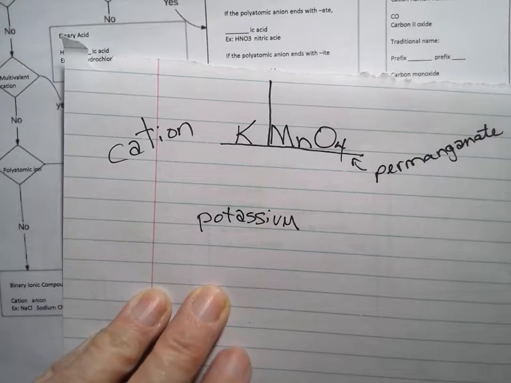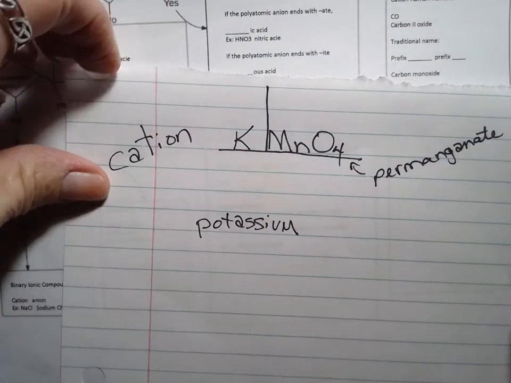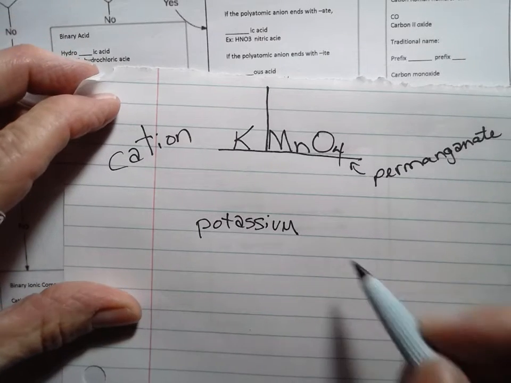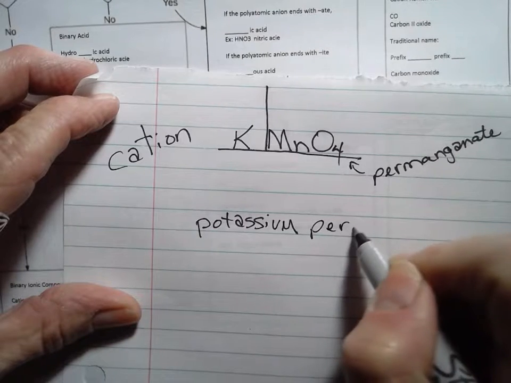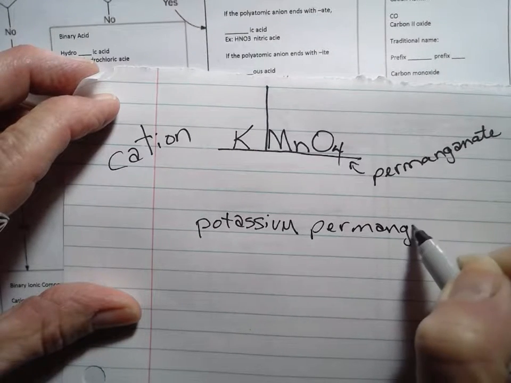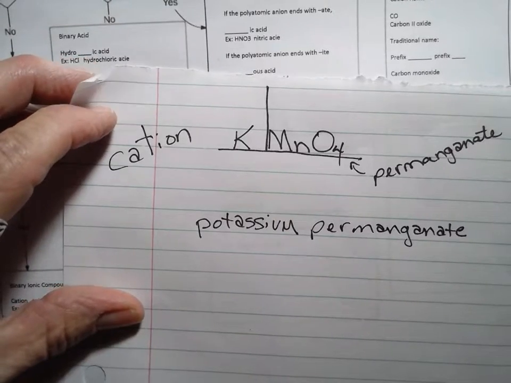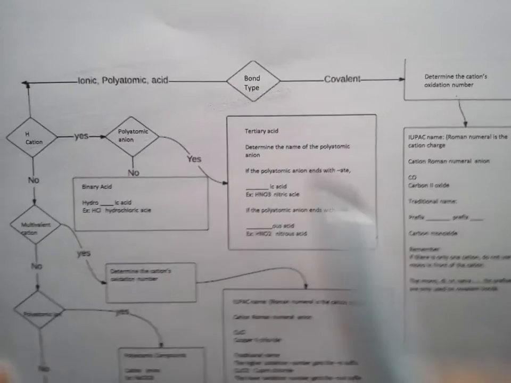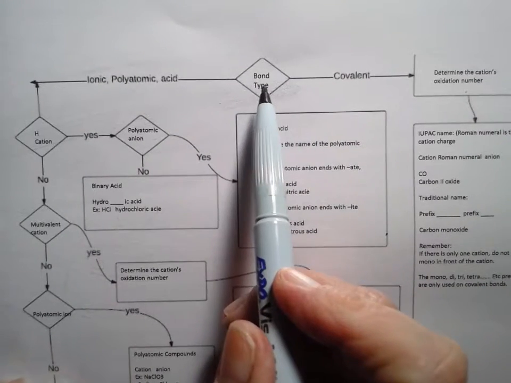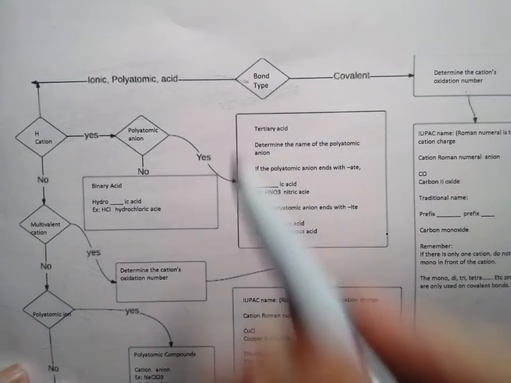So just a reminder how to write this name. Some of you already know that it's going to be simply potassium permanganate. But just in case you're not sure how I got to that, I can use this chart here. And I can ask myself, okay, what bond type do I have? I've got an ionic bond that involves this polyatomic ion.